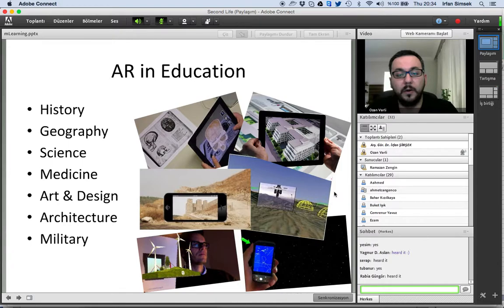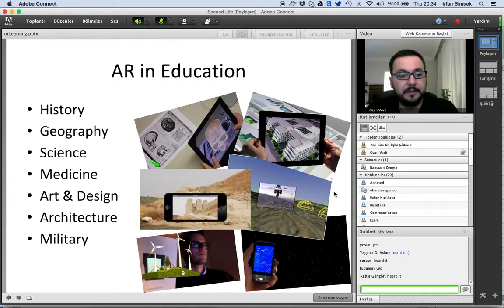Or in geography or astronomy, like Google Sky, it shows you the maps of stars and asteroids, or how you can place objects in this real world. Or in science, this is a physics project simulating sustainable energy, like how windmills work. In art and design or architecture, instead of having miniature models of buildings, you can overlay a 3D version of it and then view it through a tablet.